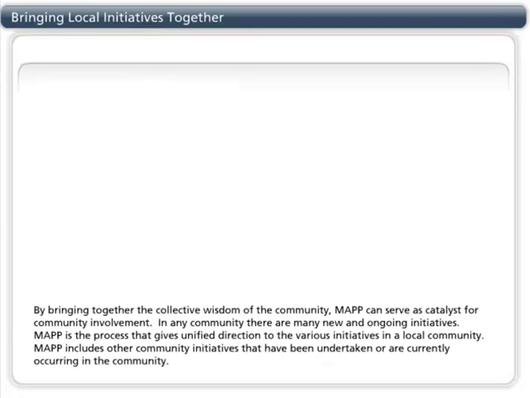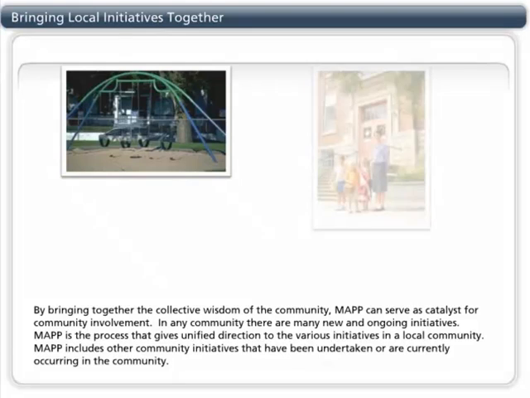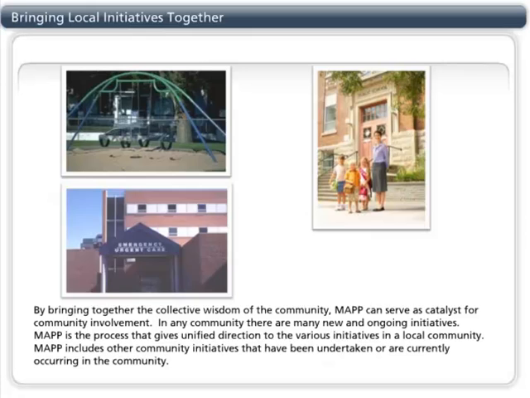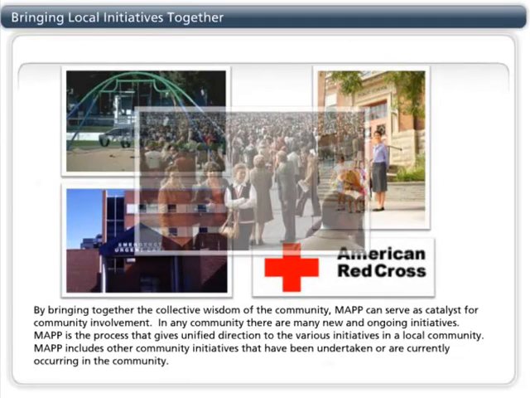In any community, there are many new and ongoing initiatives. MAPP is the process that gives unified direction to the various initiatives in a local community. MAPP includes other community initiatives that have been undertaken or are currently occurring in the community. For example, the United Way may be conducting a community survey, the local hospital may be undertaking a community health assessment, or a community may have conducted a visioning process in the past year. All of these efforts fit together.